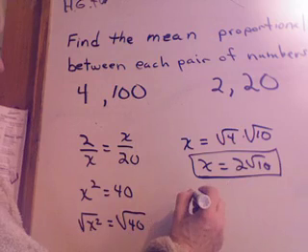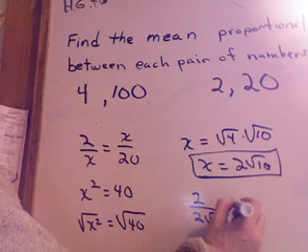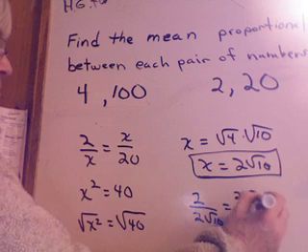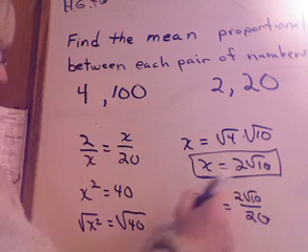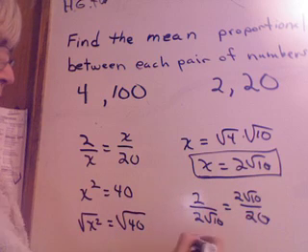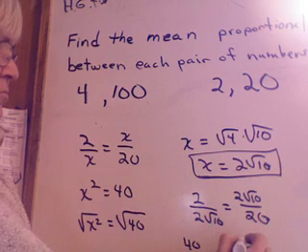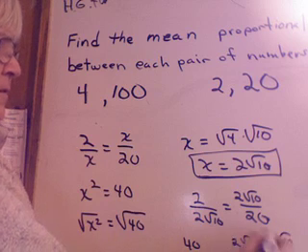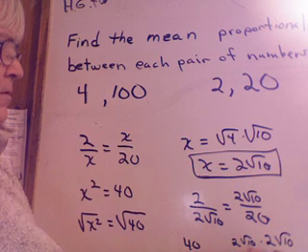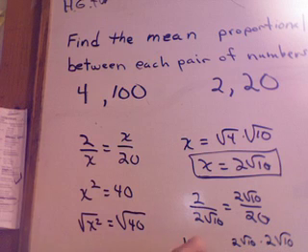Let's check it out. 2 is to 2 root 10, as 2 root 10 is to 20. How can I check it? I can cross multiply. 2 times 20, 40. 2 root 10 times 2 root 10. Ooh. 4 root 100. 4 times 10, 40. I guess it worked.